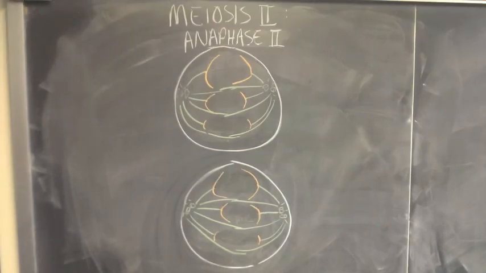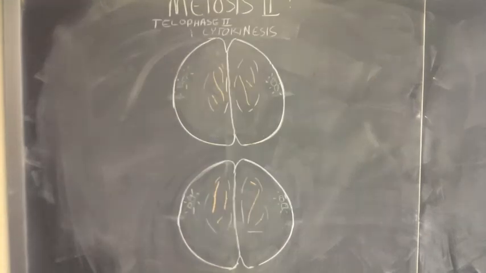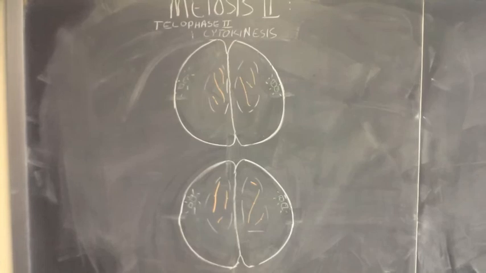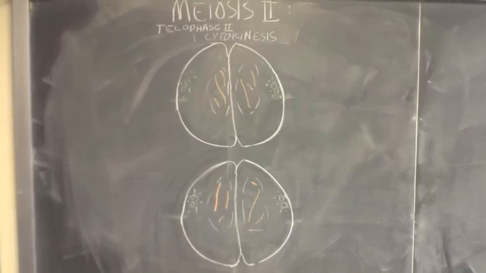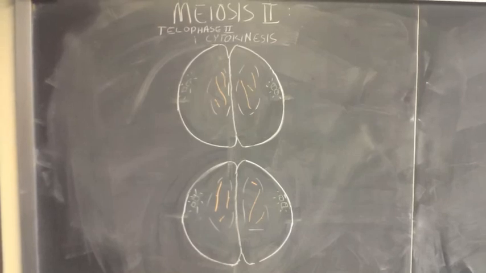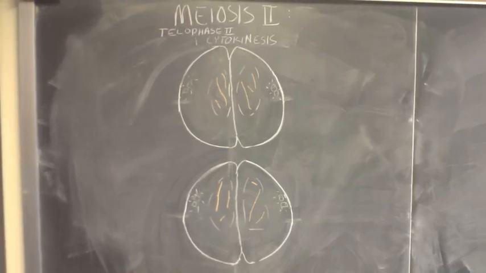In anaphase 2, the sister chromatids separate and become sister chromosomes as they move towards opposite poles. In telophase 2 and cytokinesis, 4 total genetically unique haploid daughter cells are formed when the cells cleave from each other, the nuclear envelope reforms, and chromosomes unwind.